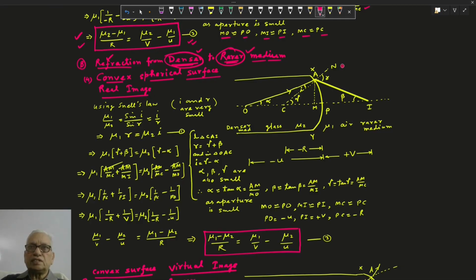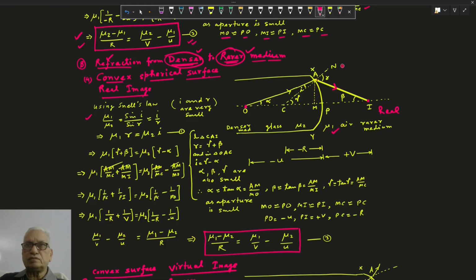Convex spherical surface and the real image. If the object is now placed in the denser medium, mu2 is the refractive index here, the rarer medium refractive index is mu1, and the object is here. The OA ray is the incident ray, it is coming from denser to rarer, bending away from the normal and meeting the principal axis at point I. So this is the real image. Using Snell's formula, mu1 upon mu2 equals sin i upon sin r.